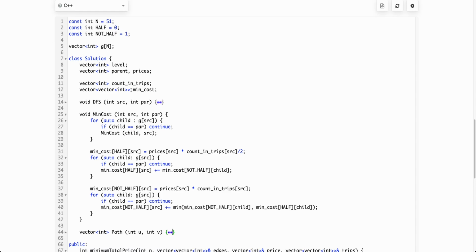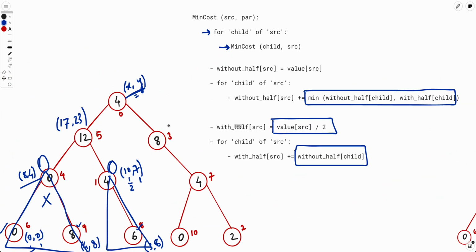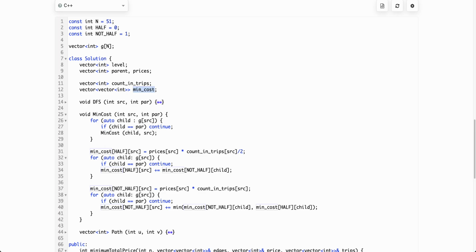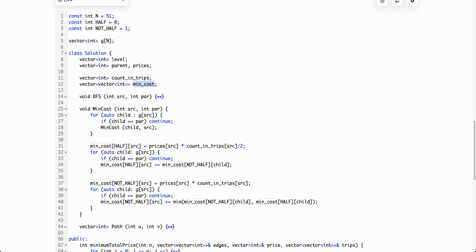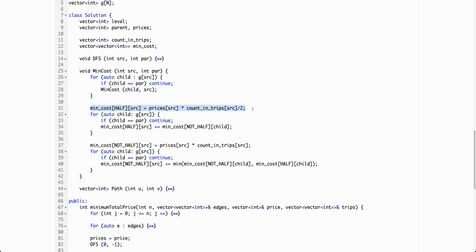Minimum cost, the array we have, instead of having two arrays as in the pseudocode we have seen, with half and without half, I have just maintained a 2D array where the 0th index denotes the value with half, first index denotes the value without half, right? So we figured out the value for all its children first, and then for the parent, if we have to do half, we will just half the value of the current node, and for all its children we will just add the cost of not half.